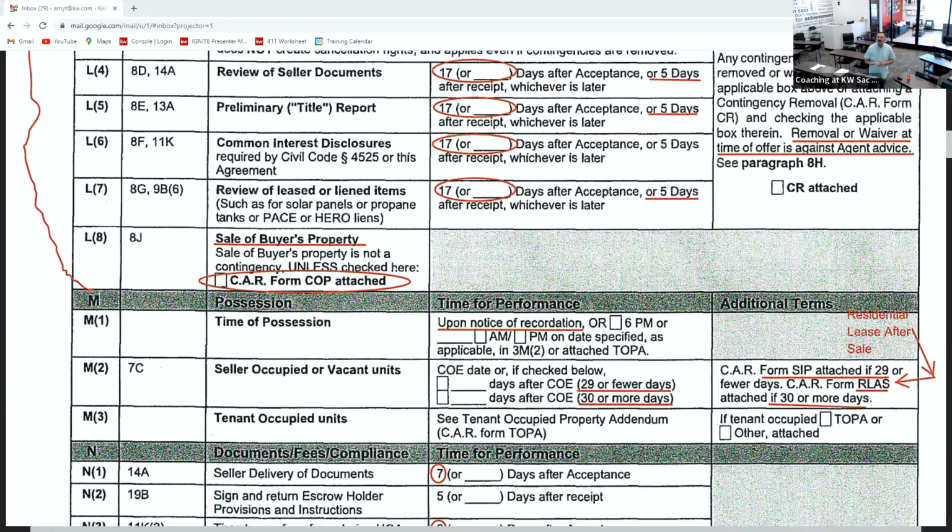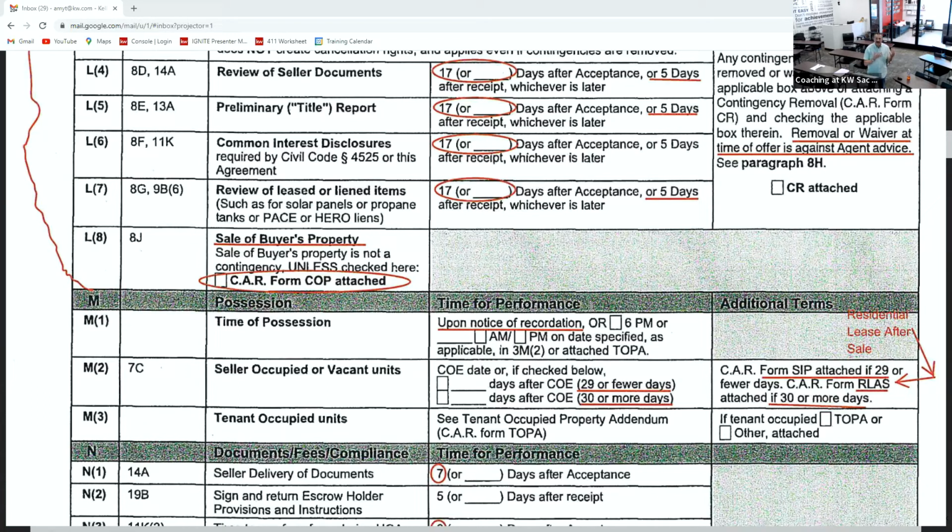Sale of buyer's property. You're not going to see too many of those transactions right now because it's really a seller's market, and it's unlikely that a seller would take what's known as a contingent offer. A contingent offer is contingent on the buyer finding a buyer for their home so that they have the money to complete the purchase of this seller's home. But if you do run into that situation, check that little box here.